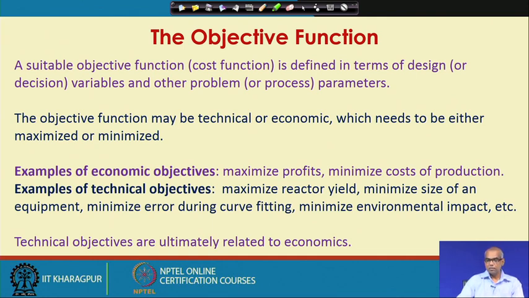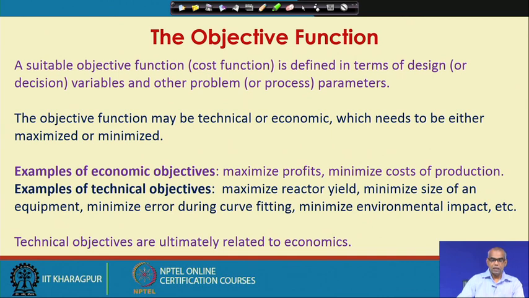So, we will find out the optimal values of those decision variables that will maximize the profit. Similarly, the objective function may also be minimization of cost of production. So, here also the cost of production will be a mathematical expression which is a function of decision variables. Examples of technical objectives: maximize reactor yield, minimize size of an equipment, minimize error during curve fitting, minimize environmental impact, etc.